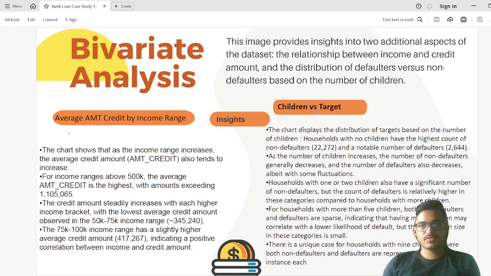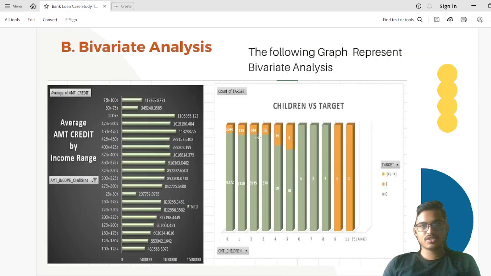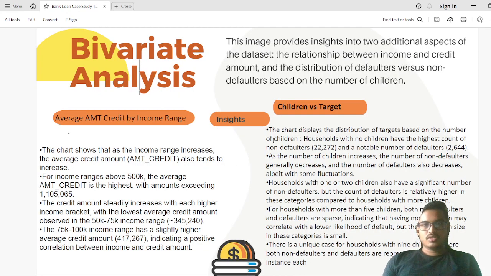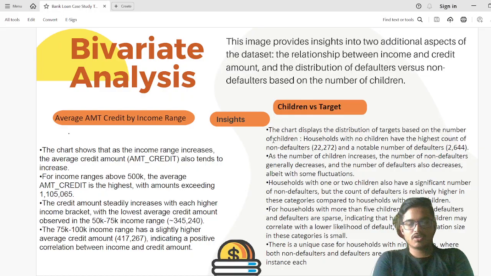The last chart is the children versus target. The graph displays the distribution of target based on the number of children. Households with no children have the highest count of non-defaulters, that is 272, and a notable number of defaulters, that is 26 or 44. As the number of children increases, the number of non-defaulters generally decreases and the number of defaulters also decreases.